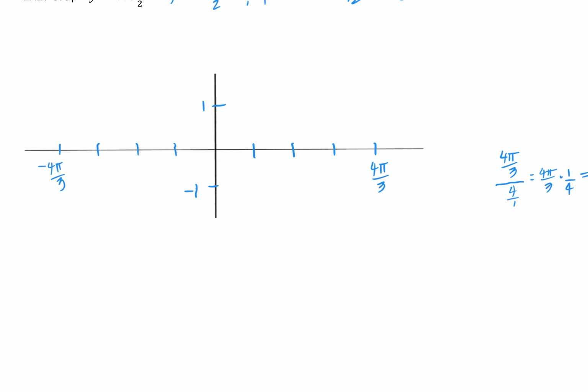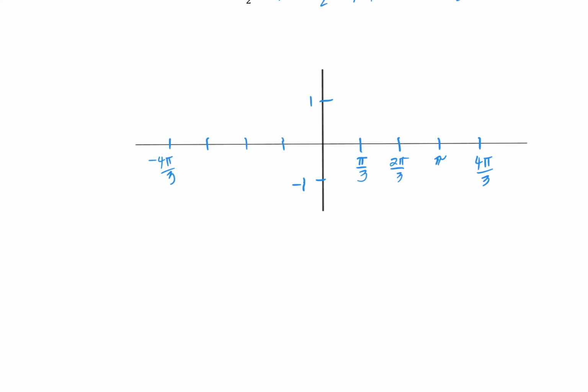So I know in this first interval, I've gone a distance of 1 pi over 3, 2 pi over 3 for the next one. This becomes 3 pi over 3, which I could reduce and simplify to just pi. And then the last one is 4 pi over 3. So makes sense. Same values on the other side. We've gone a negative pi over 3, negative 2 pi over 3, negative 3 pi over 3, which would be a negative pi, and then negative 4 pi over 3.